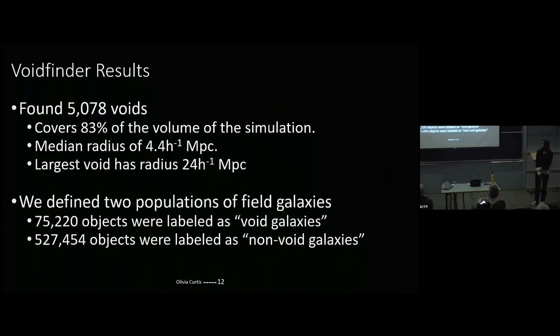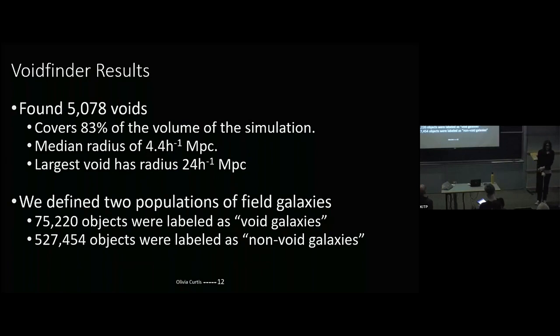So our void finder results: we found 5,078 voids within the simulation, covering 83% of the overall volume of the simulation. The median radius is 4.4 little h inverse megaparsecs, and our largest void is almost a tenth of the size of the simulation box at 24 h inverse megaparsecs.